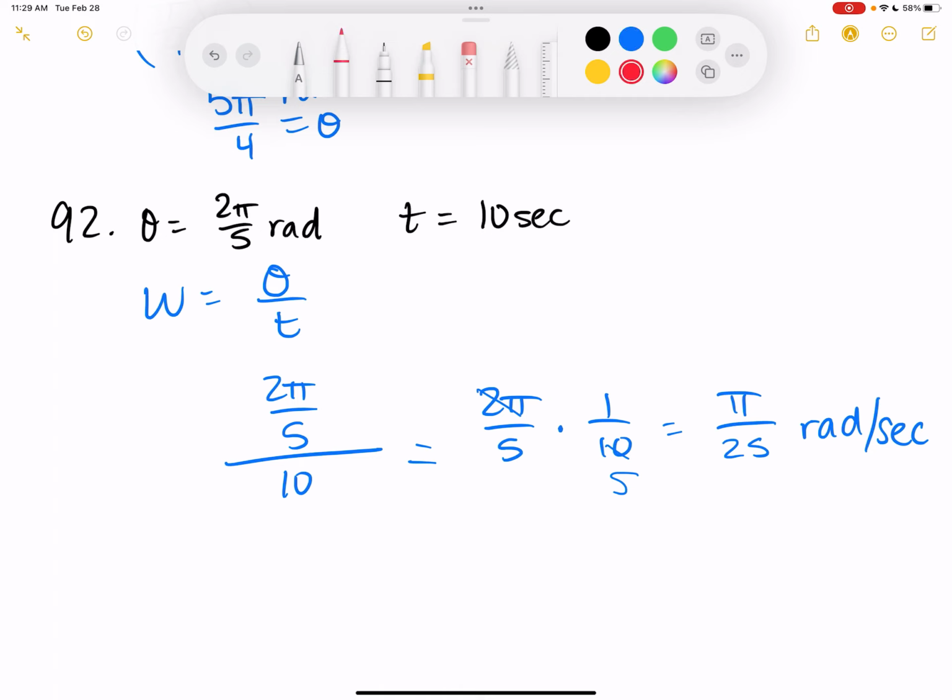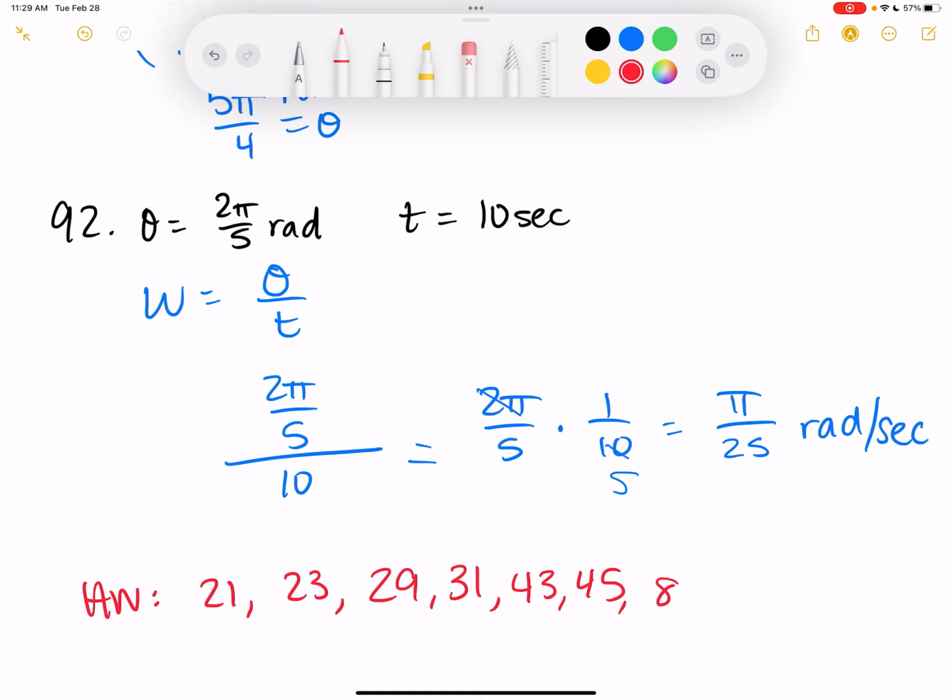Cool. Most of this is basically a review, so I'm going to give you more of the secant, cosecant, and cotangent stuff because I assume you should know how to do sine, cosine, and tangent. So 21, 23, 29, 31, 43, 45, 87, and 93.